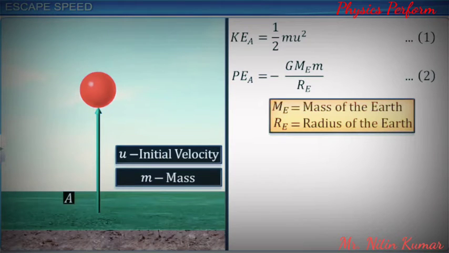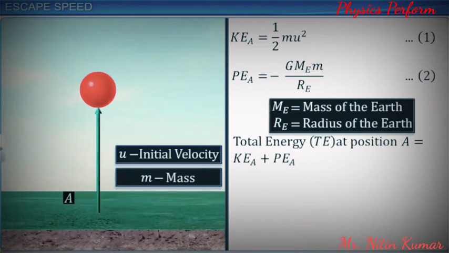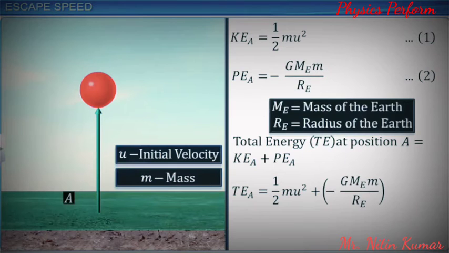Thus, the total energy of the body on the surface of the Earth when it is projected vertically upwards is the sum of its kinetic and potential energies, and is denoted by the expression TEA is equal to half mu square minus GMEM divided by RE. Let this be equation 3.